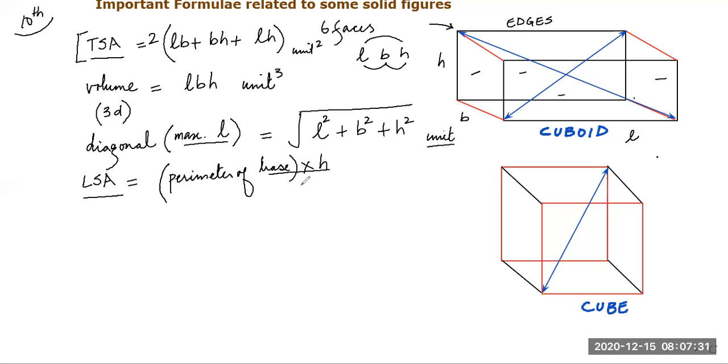Very easy: perimeter of the base into height. Perimeter of the base is meter unit into height is unit. So again, you get unit square as lateral surface area.